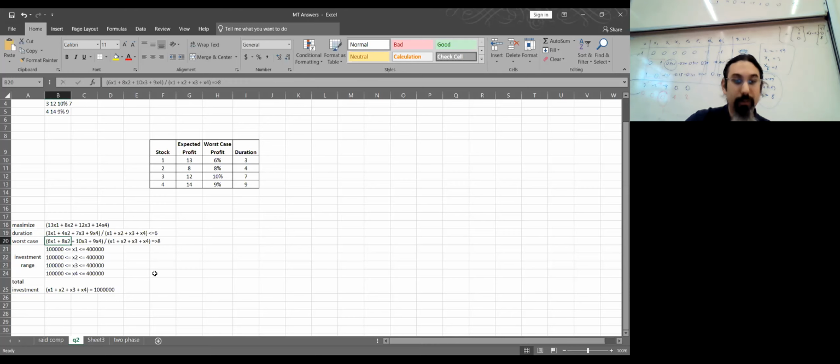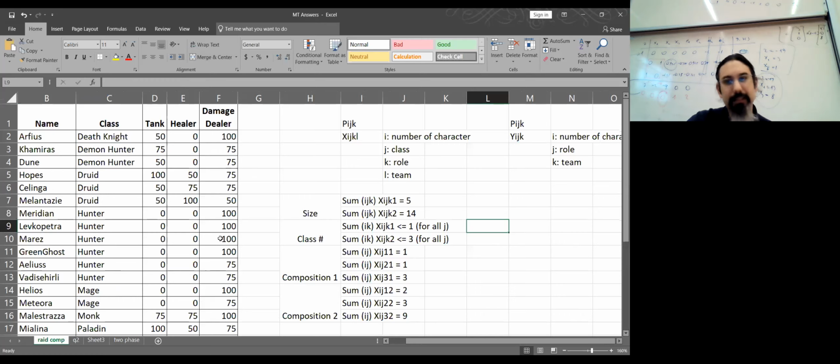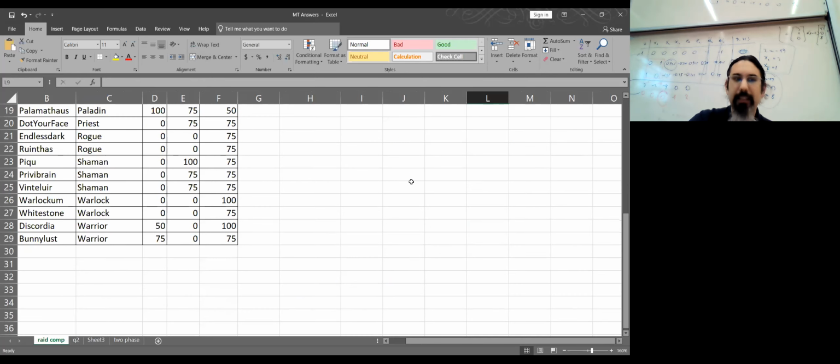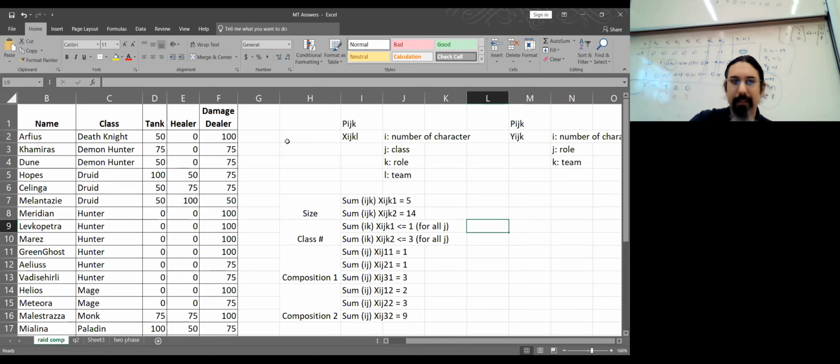Now, what about the first one? The first one is a bit harder, but it isn't that hard anyways. So let's just take a look. Now, if you remember the question, you had to form 2 teams, and for those 2 teams, you had 28 people. So you had to pick from those 28 people.